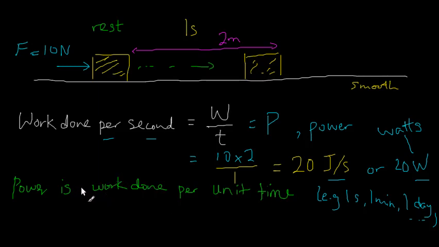Okay, so that's actually one way to define power. Now, another way to say per unit time is to call it the rate of change. Rate of change often means the same thing as per unit time. So power is the rate of change of the work done.